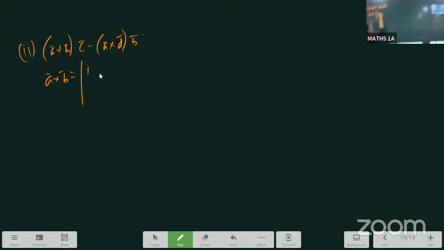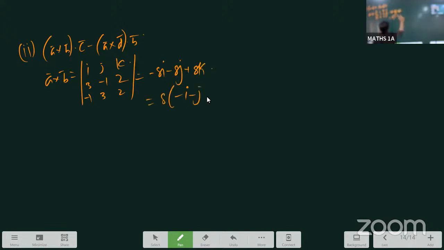Just now we did know I, J, K, 3 minus 1, 2, minus 1, 3, 2. That is equal to, yeah, just now we did in previous board, so I am writing directly minus 8I minus 8J plus 8K. I ask you to take minus 8 common.